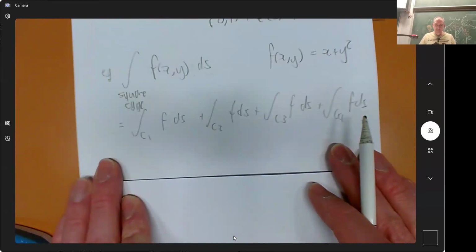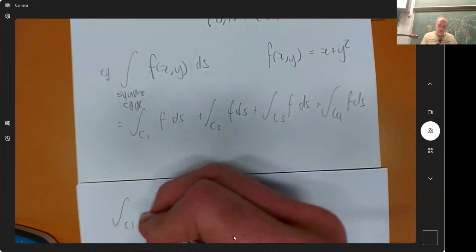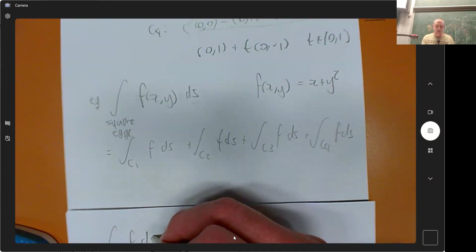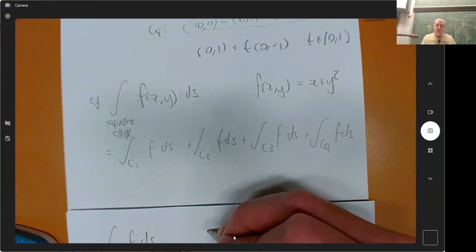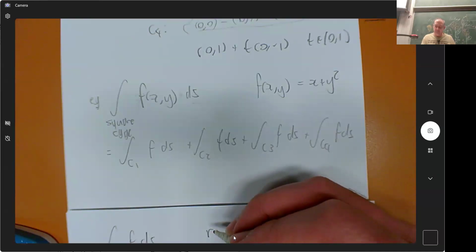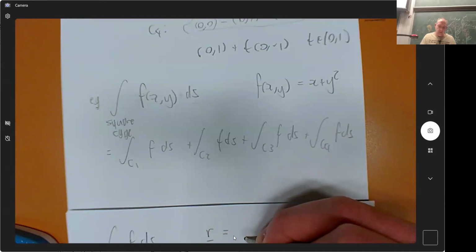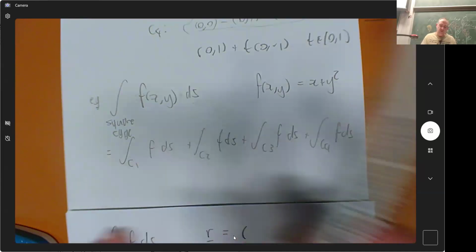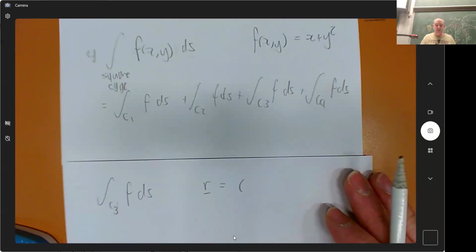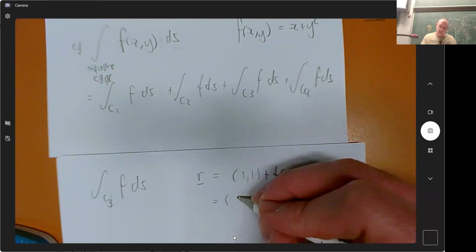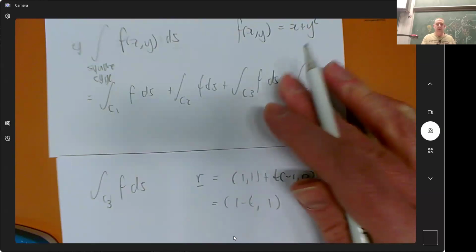And then, if I just did the first one, then I know that along this curve, the position that you're at, they call it R in this course, don't they? The position. Yes. So along C1, let me just do a different one. I'm going to do C3, just because I'm not going to do all four of them. C3 is (1 plus t minus 1, 0), which is (1 minus t, 1).